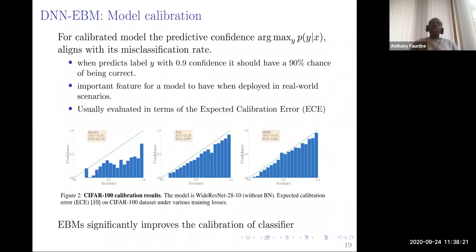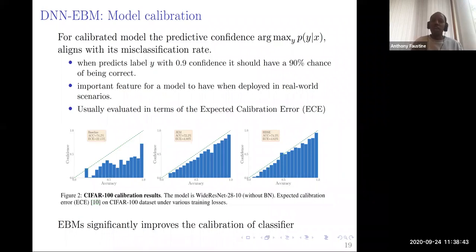For example, with model calibration, most existing deep neural networks are overconfident. They give a prediction with high confidence, and sometimes this prediction might be wrong.